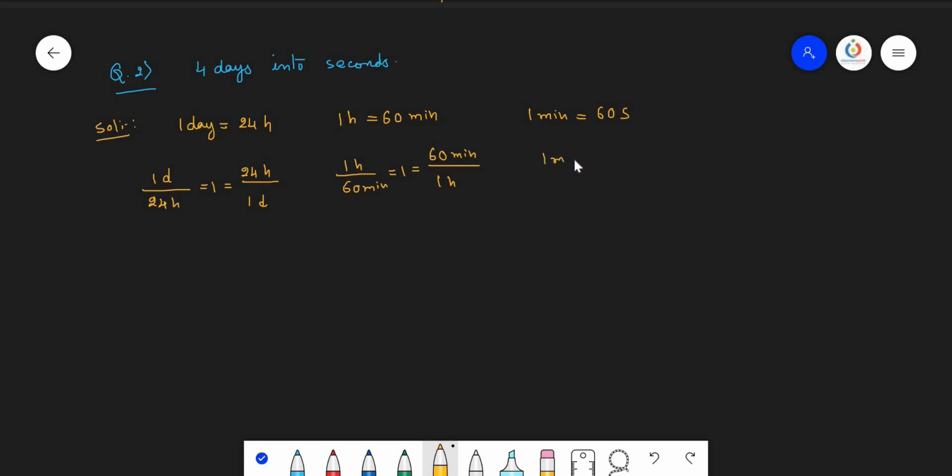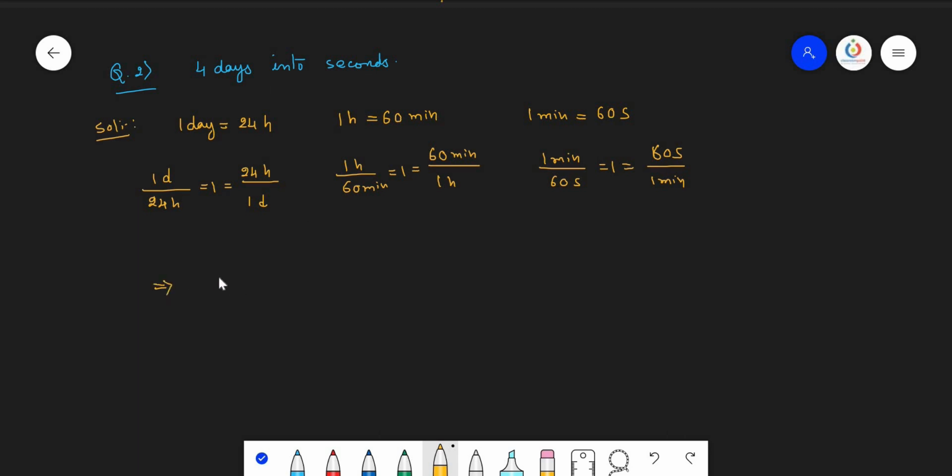What is that? 1 minute divided by 60 seconds equals 1. That equals 60 seconds divided by 1 minute. Now, which one do we want? 4 days to be converted into seconds. Now, in a single calculation, we will do everything.